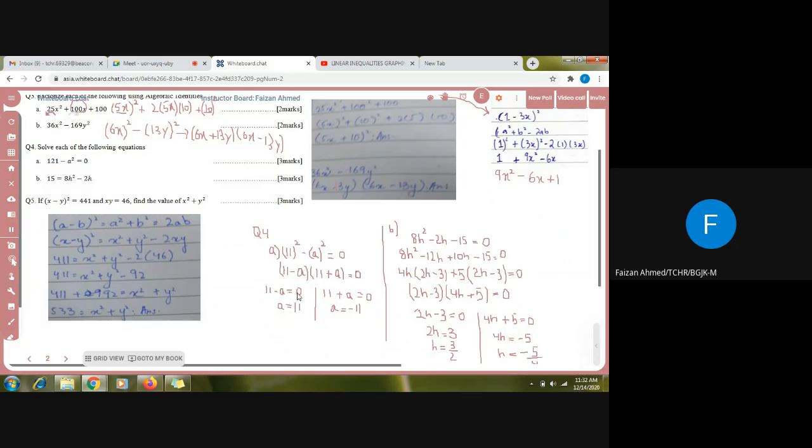This is 11 minus a equals 0. This minus a will shift to the other side and the value of a will be 11. And this is 11 plus a, and I will shift this 11 to the other side. The value of a will be minus 11.